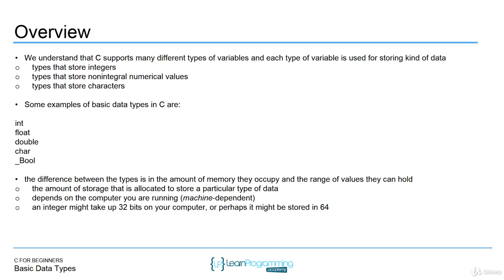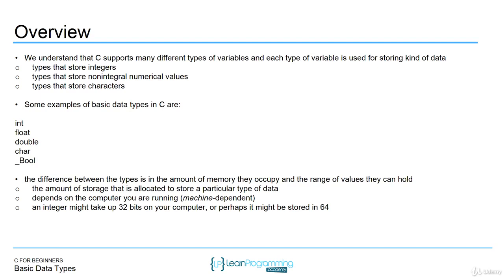The difference between these types is the amount of memory. That's all specifying the data types is about: the memory that needs to be allocated. It varies depending on what type of architecture you have. But the amount of memory is going to determine the range of values that can be stored. So the amount of storage allocated for a particular type of data is important to the compiler.